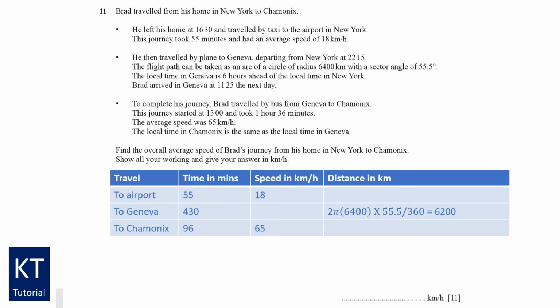It is best that we start by mapping each of what is said onto the table below. To the airport, the journey took 55 minutes and was at an average speed of 18 kilometers per hour.